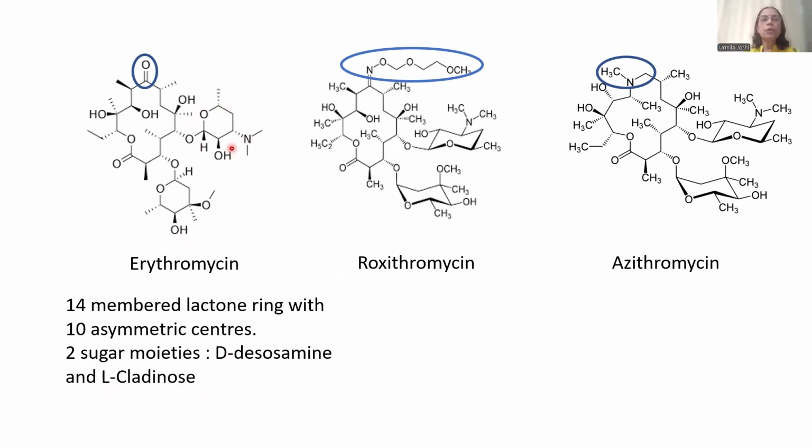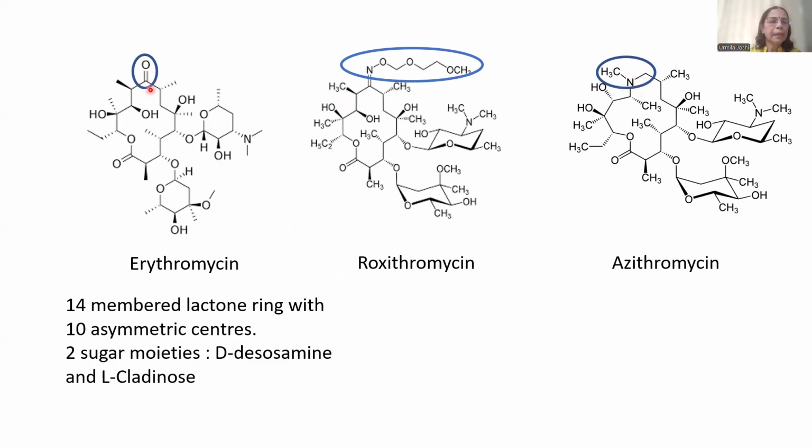There are two semi-synthetic analogs of erythromycin. One is roxithromycin. The change is just at this carbon. And the second is azithromycin. Azithromycin has a CH2 over here. And instead of a carbon which is present here to which CH3 is attached, azithromycin has a nitrogen.